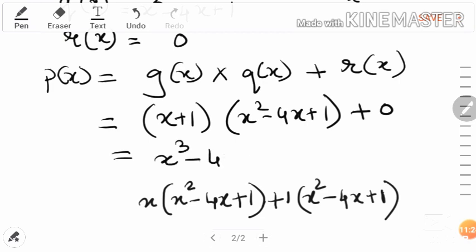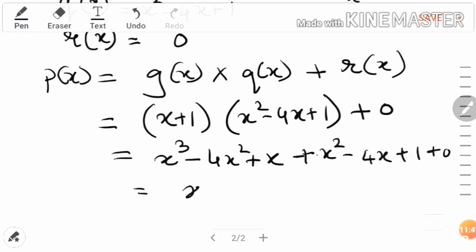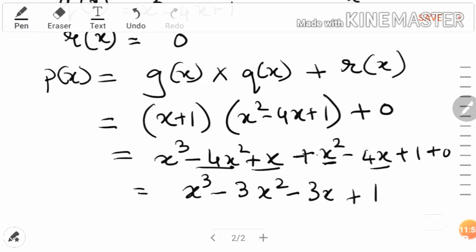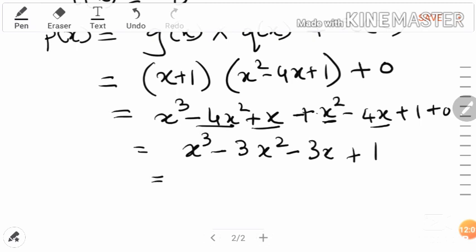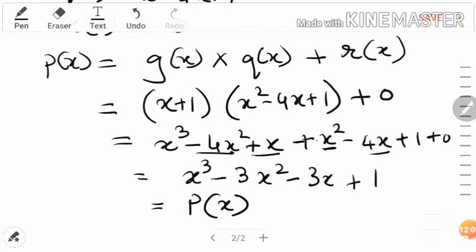So x cube minus 4x square plus x, plus x square minus 4x plus 1 plus 0. So this is equal to x cube, adding the like terms, minus 3x square plus x and minus 4x, minus 3x plus 1. And we get the same polynomial p of x. So this is how we verify the division algorithm after finding the quotient polynomial and the remainder polynomial.